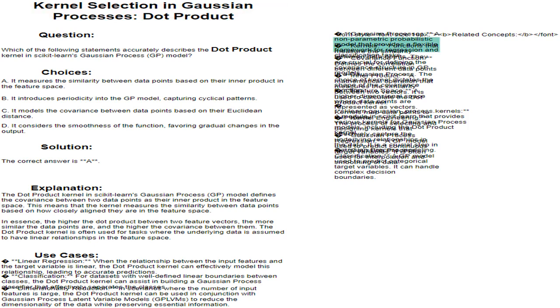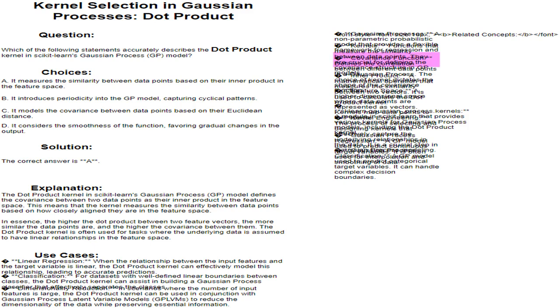Gaussian processes. A non-parametric probabilistic model that provides a flexible framework for regression and classification tasks. For example, predicting weather patterns based on historical data using a Gaussian process model.